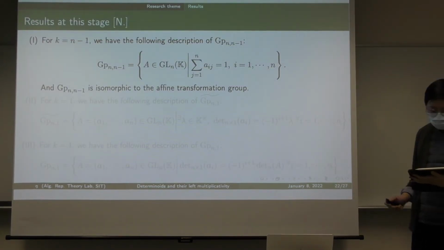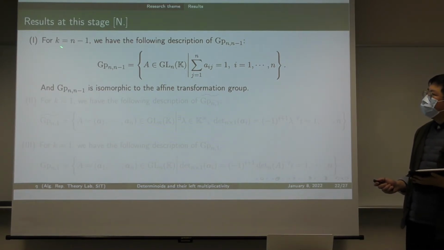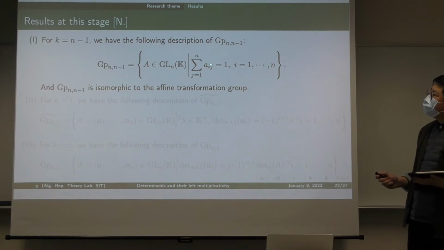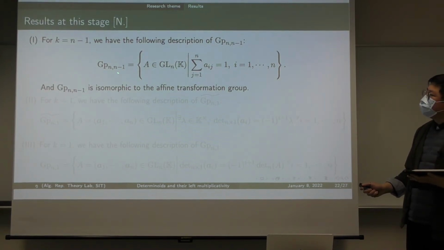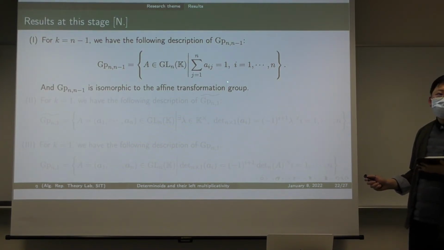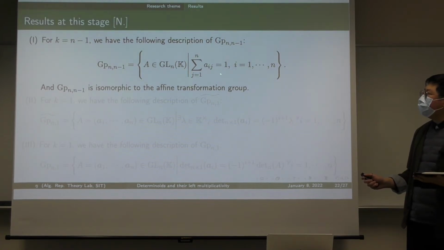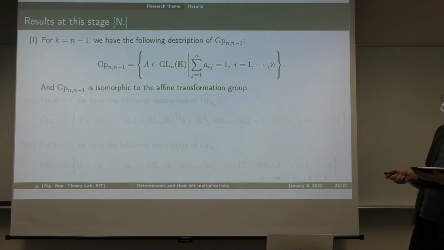And here are the results at this stage. First of all, when k equals n minus 1, we can rewrite GPN n minus 1 like this. What this means is that for any element in GPN n minus 1, every row sum is equal to 1. And GPN n minus 1 is isomorphic to the affine transformation group.